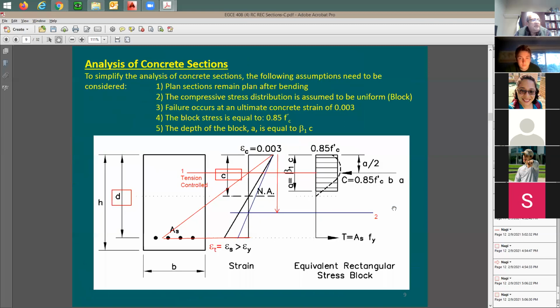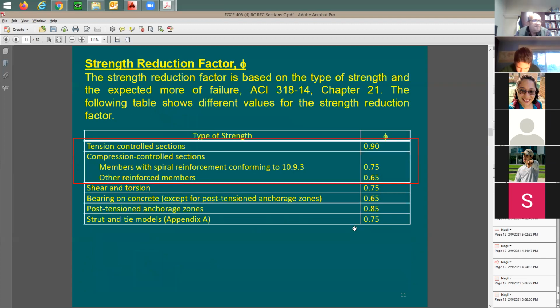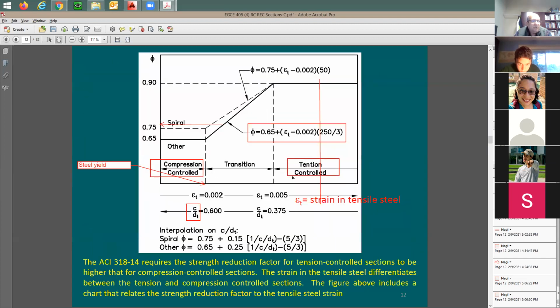Let me confirm this again in here. Look what happened. When C goes down, which means this C from here to here for case number one, C over D is getting smaller, the strain in the steel is getting larger. And this is what we call here tension control versus compression control. This is gonna be tension control, compression control. In the middle here, we call transition.